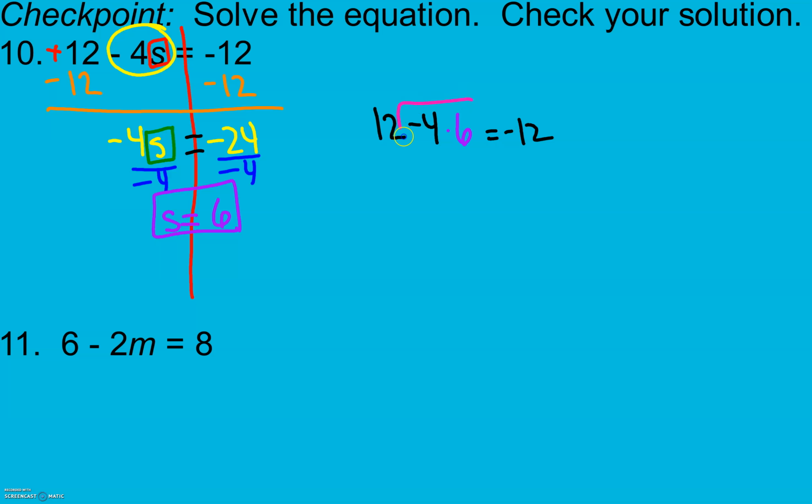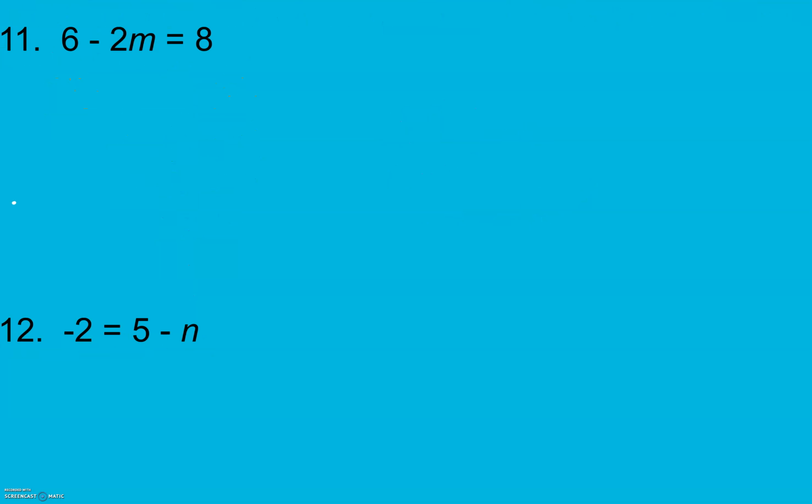I'm going to take my sign with my number here and get a minus 24. Bring down my 12 equals negative 12. When I subtract here, different signs. We subtract, give the sign of the bigger number. They match. We are correct. Feel free to pause here and give number 11 a try.